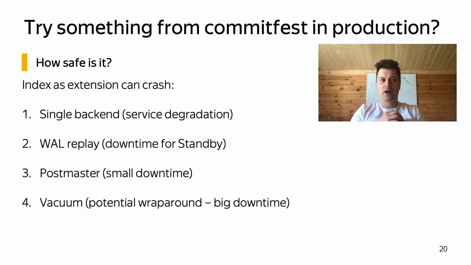Worse is when your postmaster goes down because your access method failed during a critical section and the whole database shuts down for a moment, but in a moment you will be reconnected to Postgres. Not a big deal, just drop that extension first if it has some error. And finally, the worst thing is when your extension stops vacuuming. It fails during vacuum, it prevents vacuum from running, and eventually, if you don't have good monitoring of potential wraparound, you can have a big downtime, but it's very unlikely.